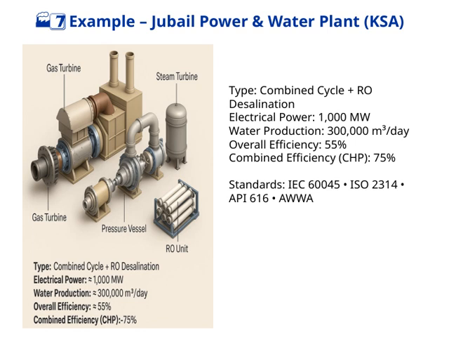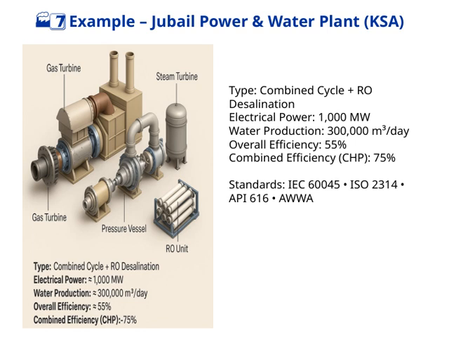What really stands out here is the overall efficiency, which is around 55%. When we consider the combined efficiency, including the combined heat and power, or CHP, it jumps to about 75%. That's a significant indicator of how effectively this plant utilizes fuel to produce both electricity and water.